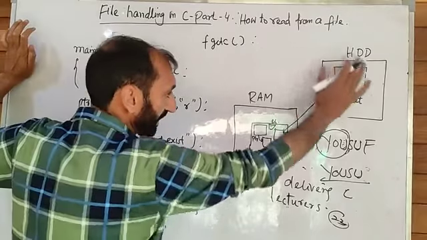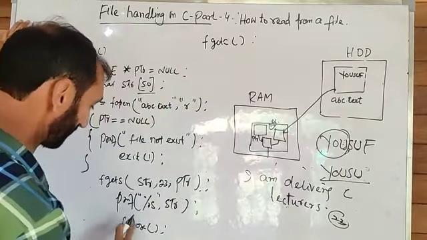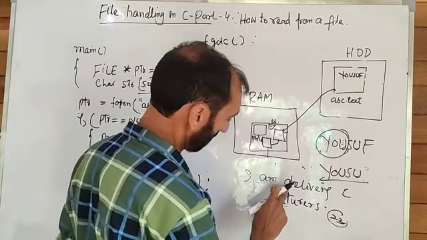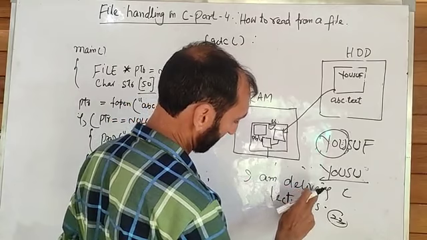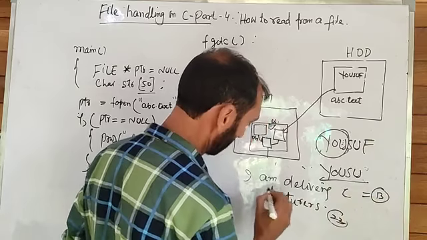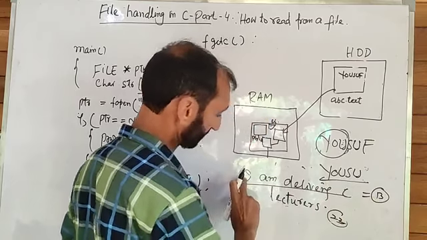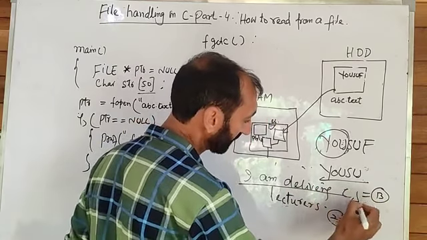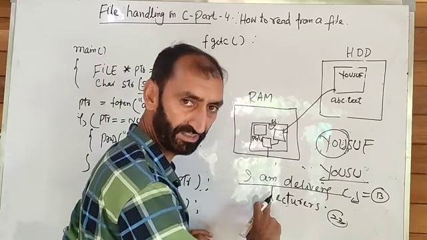So how many characters will get printed by this? Take care: only 1, 2, 3, 4, 5, 6, 7, 8, 9, 10, 11, 12, and 13. Only 13 characters will get printed. That means the string from "I am delivering C" up to this point, because here I have stored a new line.